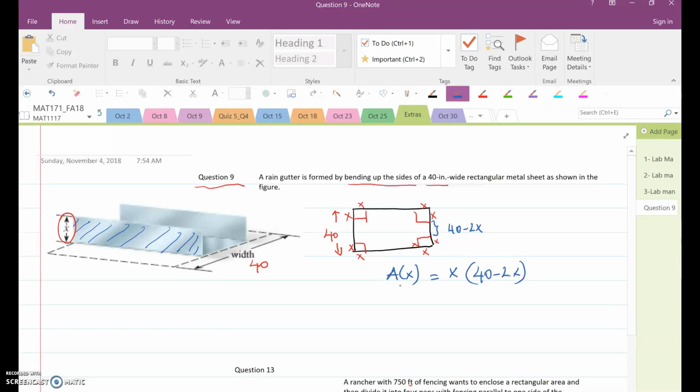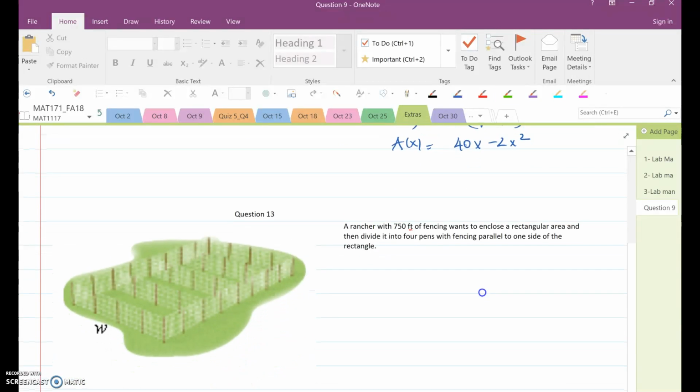I guess the problem was gutter. Okay, so then you can open up that parentheses, which is 40x minus 2x squared, and perform the other parts of the problem. So I think the picture that they're giving here was not very helpful. The three-dimensional one. This two-dimensional one could be helping you more. So this is for question 9.